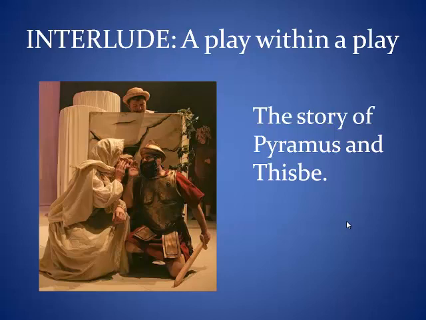Thisbe arrived earlier than Pyramus. She saw a lion which had just killed a bullock. She ran away, leaving her cloak behind, which was seized by the blood-stained jaws of the lion. Pyramus arrived on the scene and saw the blood-stained cloak. He killed himself, thinking that his beloved had been devoured by the lion. Thisbe returned, found Pyramus dead, and killed herself as well.